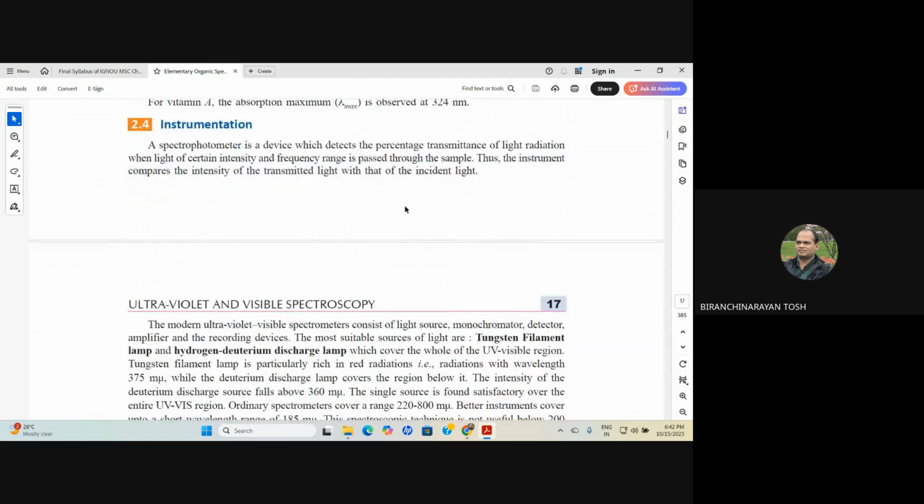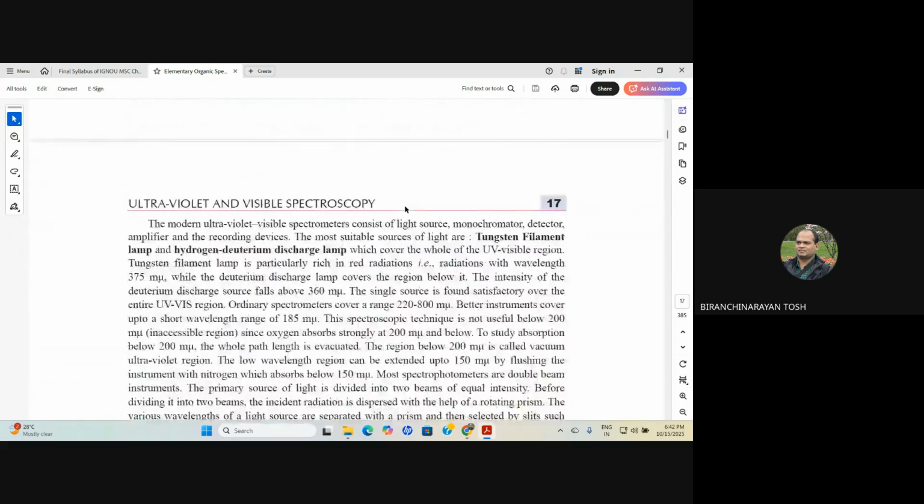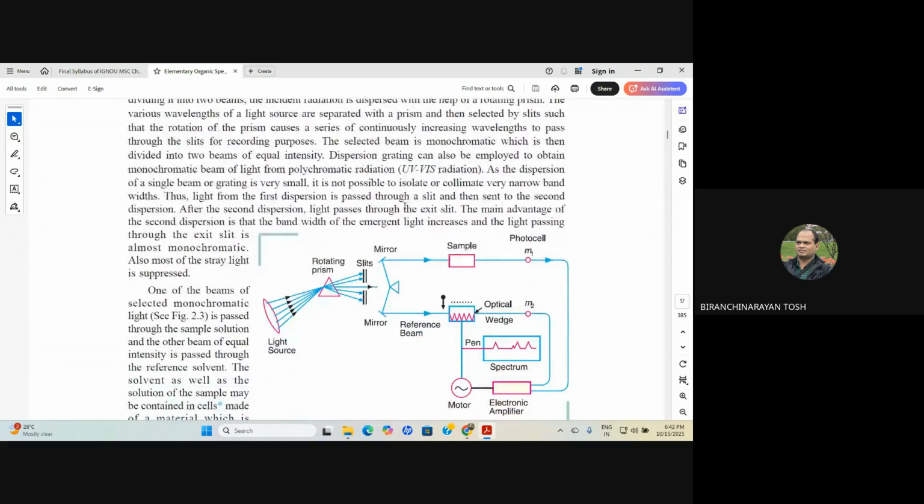Then go for instrumentation. In instrumentation, we have the source of light, then a prism, which is a monochromator, with slits so that only one wavelength will pass. Then the beam is split into two halves, one for the sample, which is the sample beam, and one for the reference, the reference beam. Then the photocell, where the sample will be placed.